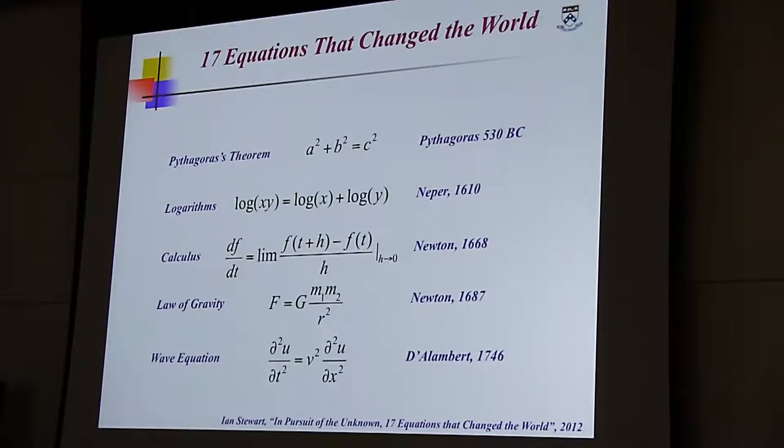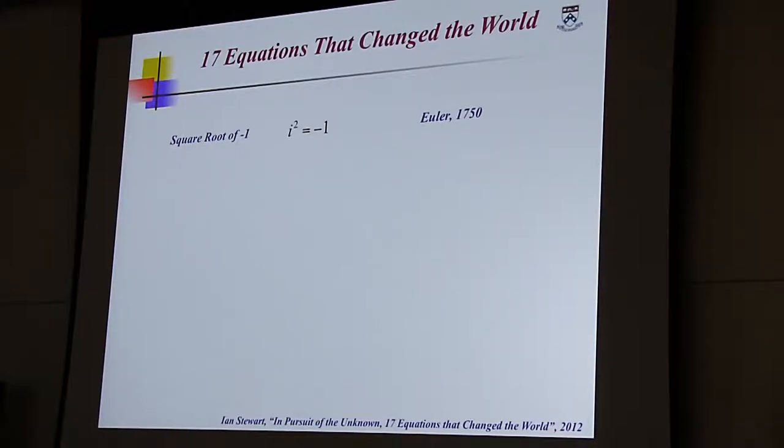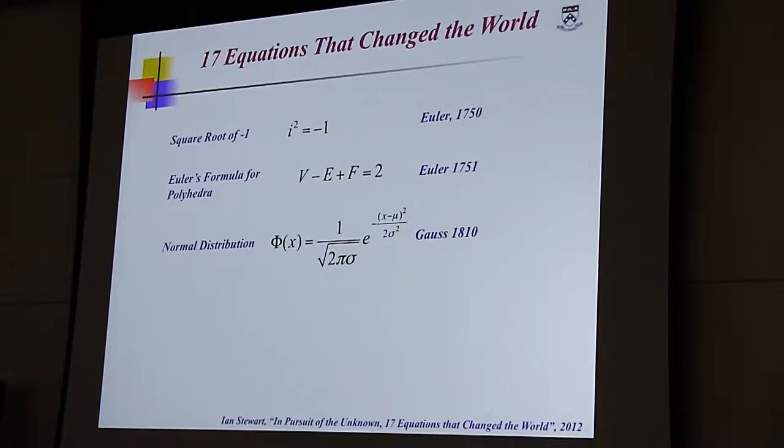D'Alembert, 1746, the wave equation. Moving along, Euler. Now this one, by the way, was very interesting to me: i squared equals minus one. I mean, of course, we do that all the time, but it's one of the 17 equations, according to Stewart. Euler has two of them. He's the other scientist that has two, with Euler's formula for polyhedra, which was basically the foundation of the field of topology. And Gauss for normal distributions, Fourier, of course, we use them every day.